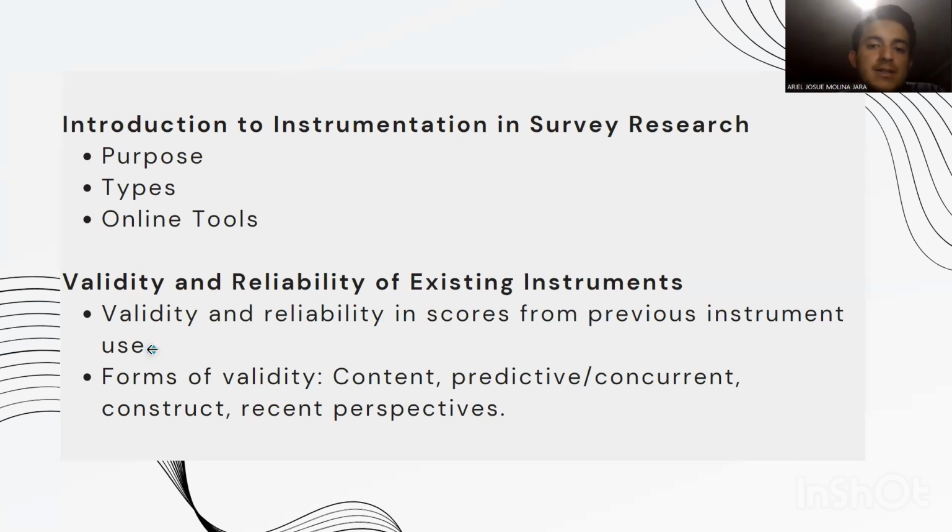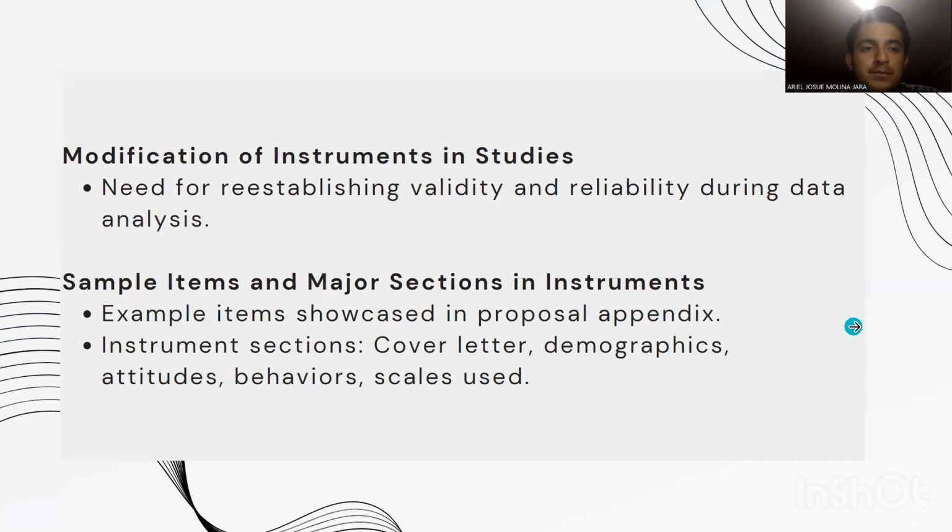When we use an existing instrument, it's necessary to review and check the validity and reliability of this instrument. We can use the results and the scores from a previous instrument to review these two characteristics. Also, we have four forms of validity. The first one is content, the second one is predictive and construct, and finally, concurrent perspective.